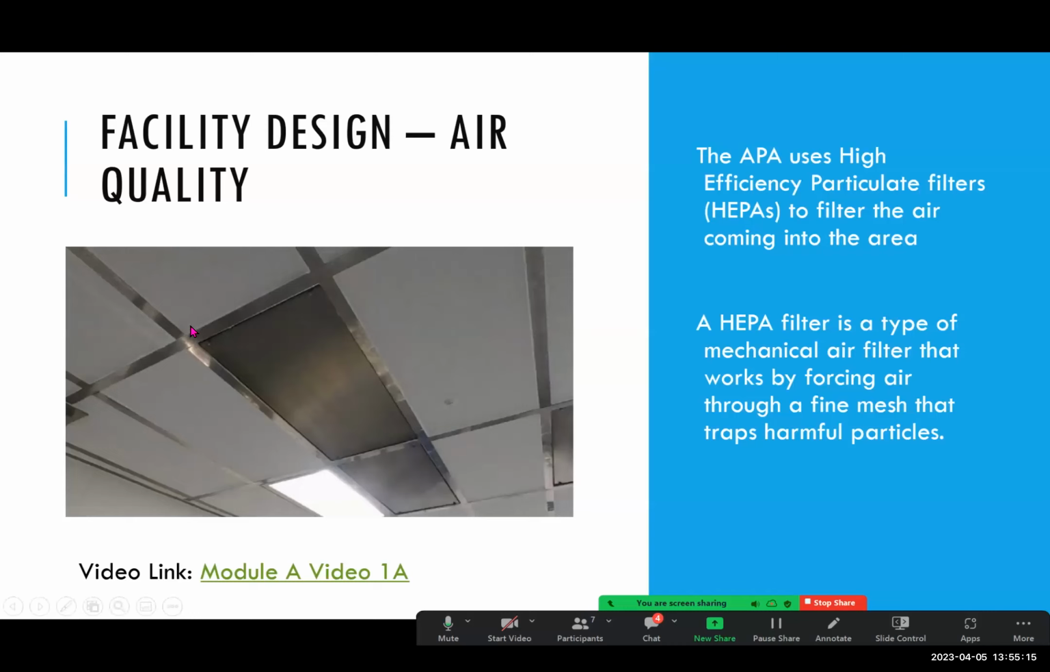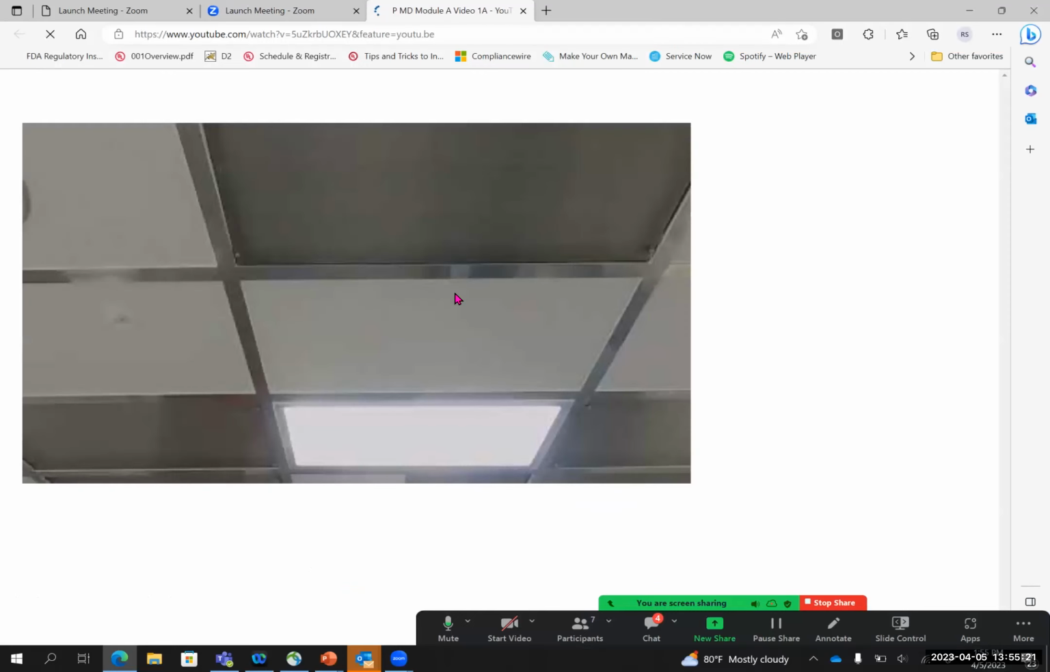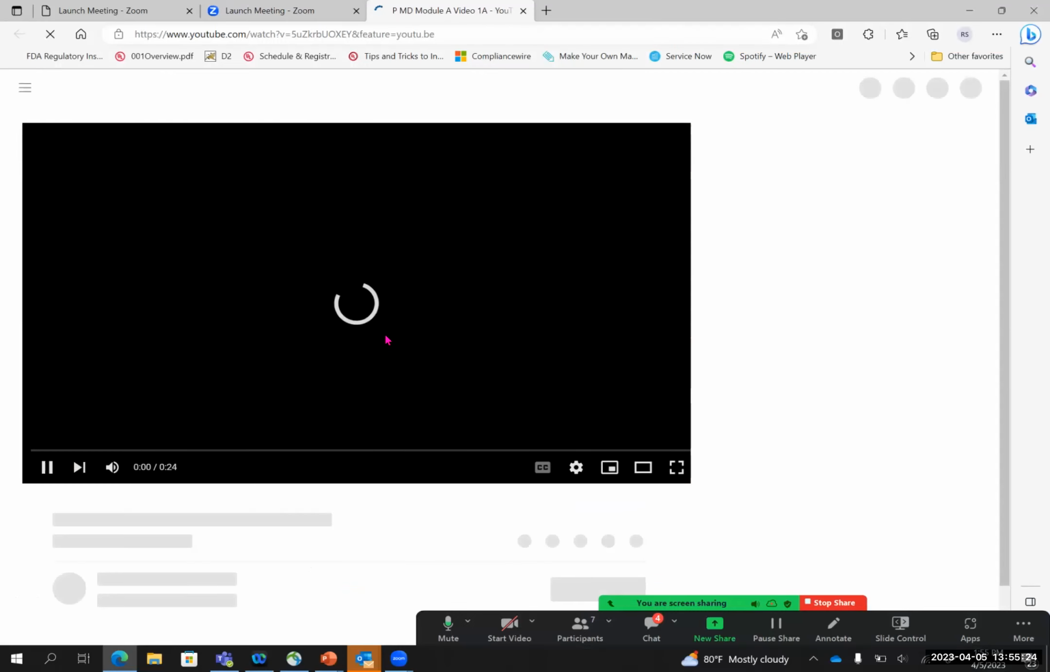So here in the ceiling are our HEPA filters. And this is a silent video. So I'm just gonna show you guys how they place them in the ceiling. When they design the area, they have to go through a strategic mapping of, let's say, one HEPA filter covers 500 square feet. That way they know, okay, this is where we have to put our filters.